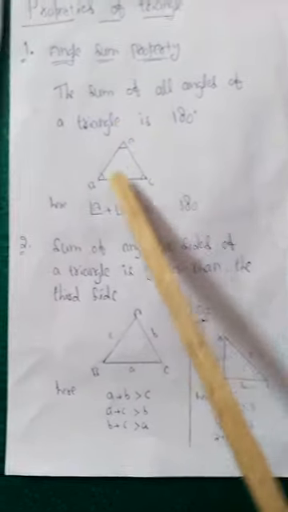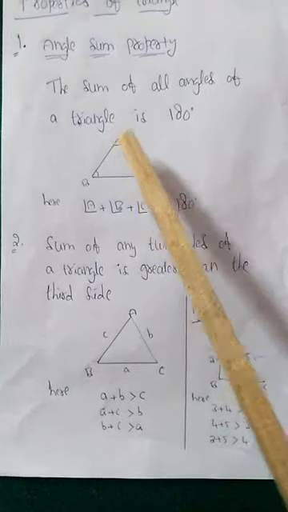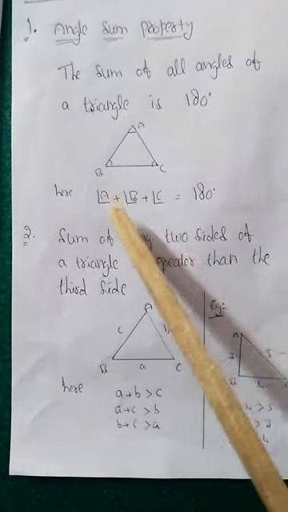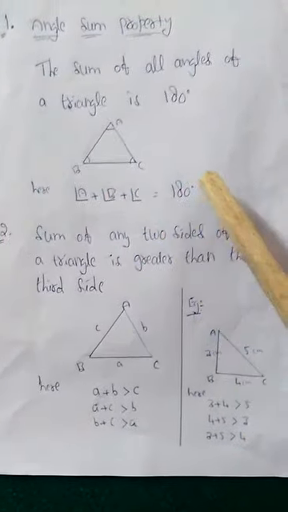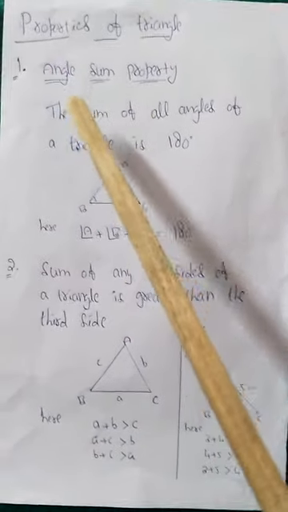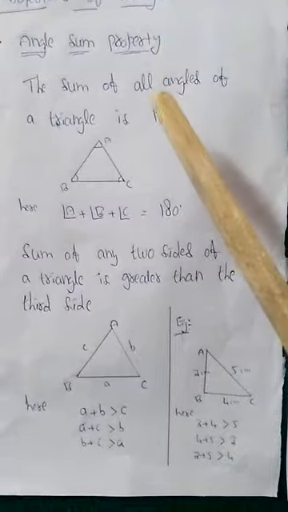That means in a triangle, we already know the three angles will be angle A, angle B, angle C. The sum of these three angles, that means angle A plus angle B plus angle C, is equal to 180 degrees. This property is named the angle sum property of a triangle.